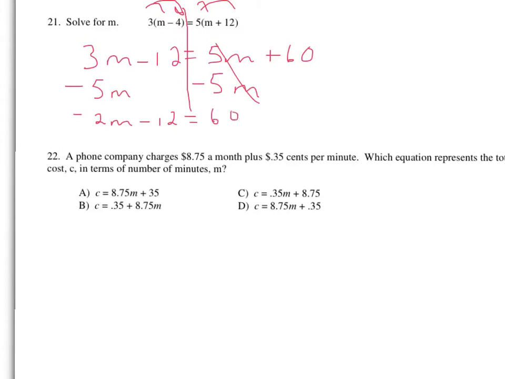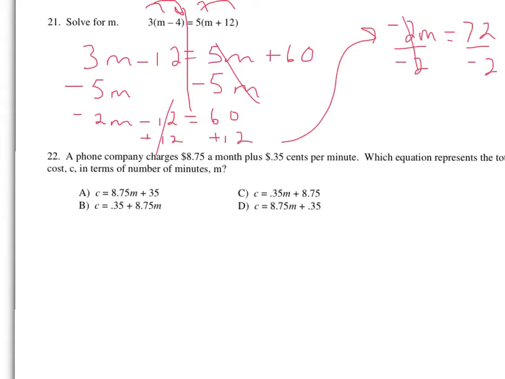Then I'm going to take this 12 and move it to the other side. And I'm just going to write this over here now. So we're left with negative 2m equals 72. Now it's negative 2 times m, so negative 2 times what number is positive 72? So we will do the opposite of multiplying by negative 2. We divide by negative 2. So we get the value of 1m equals negative 36.